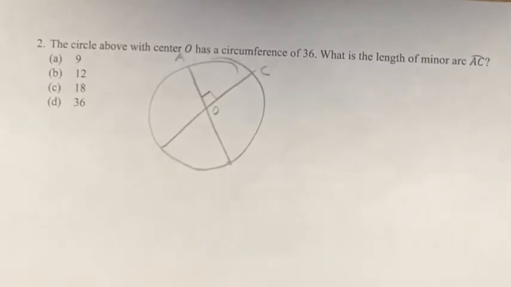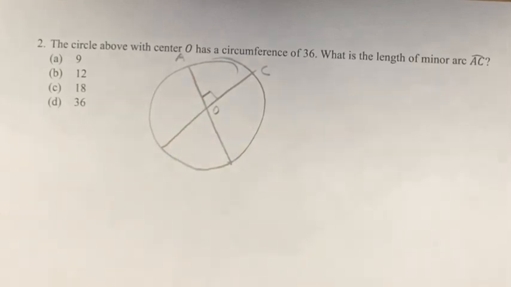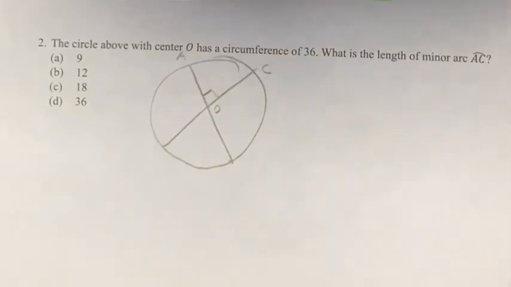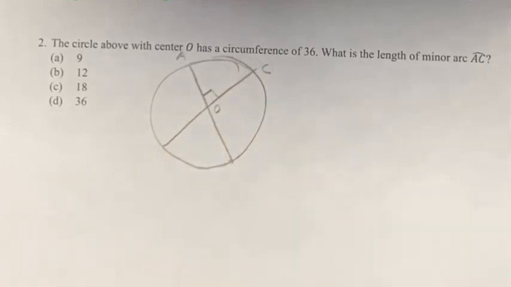In this problem, we have the diagram of a circle with center O, and we have central angle AOC marked as 90 degrees. We're asked, what's the length of the minor arc AC that is formed by this central angle?